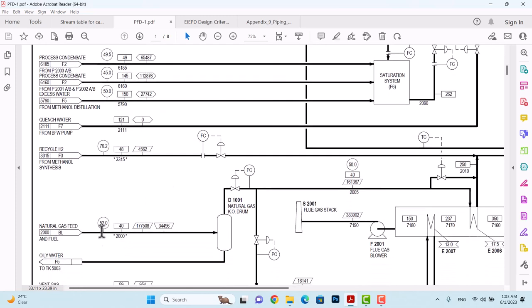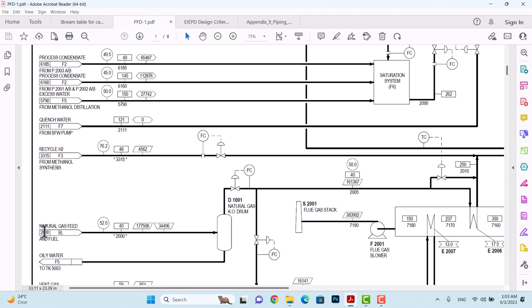Here is a natural gas feed and fuel. It goes here, of course, in the PFD; it is not drawn here. Before going to the knockout drums, here we have the gas station. I'm going to show you the P&ID.